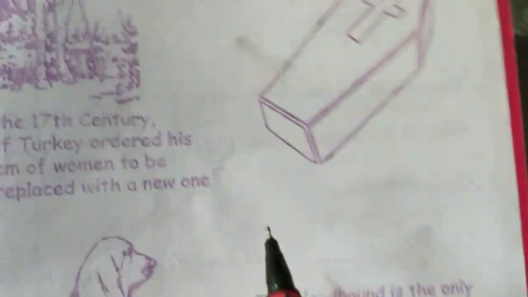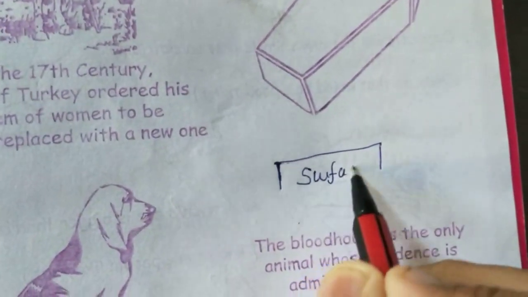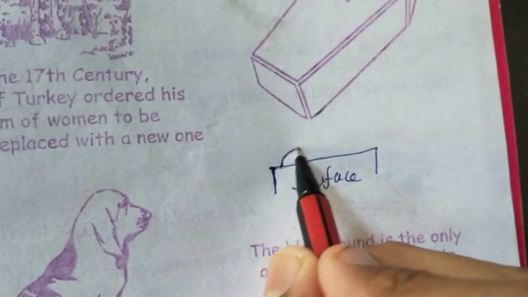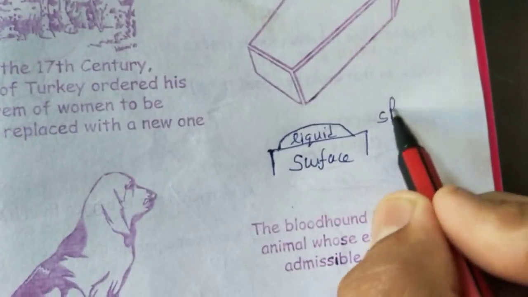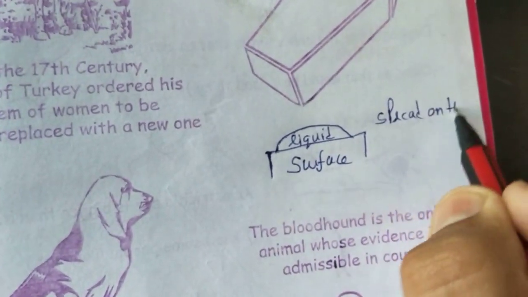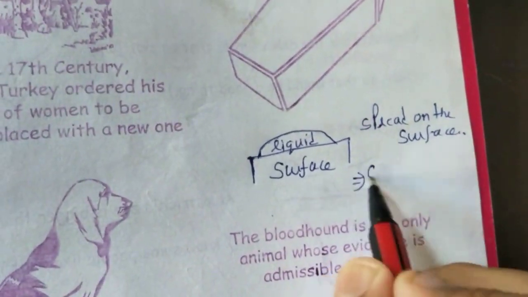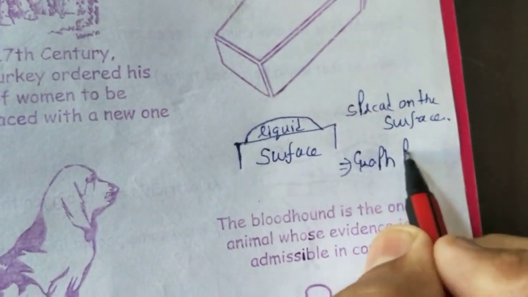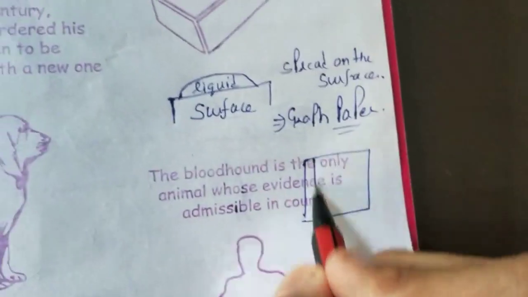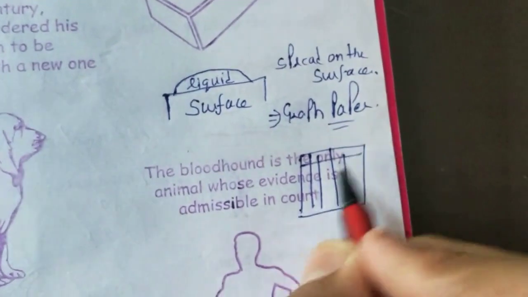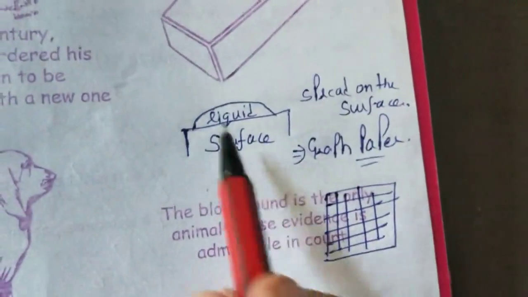So how will we calculate the area? We will take a surface. We will drop the liquid. The liquid will spread on the surface. After that, what will you do? You will take a graph paper, the graph paper we use in mathematics, like this. You will take a graph paper like this, and you will place this graph paper on this liquid.